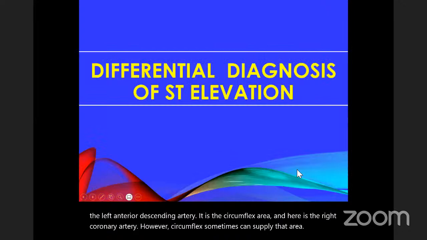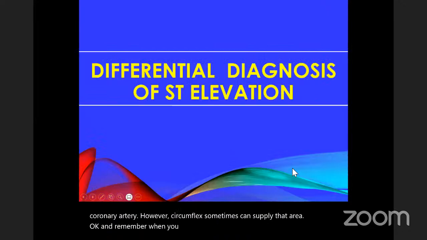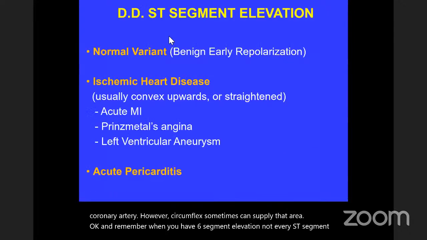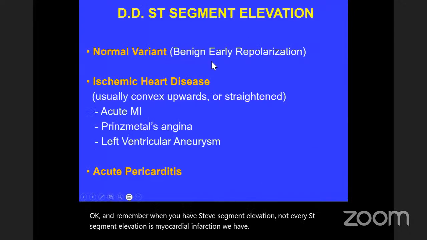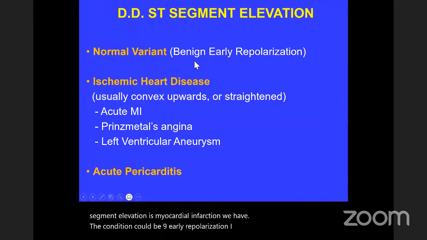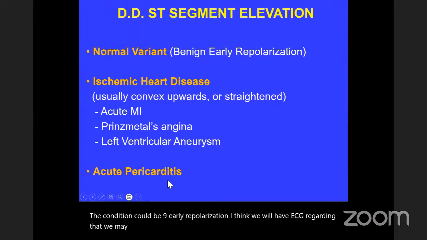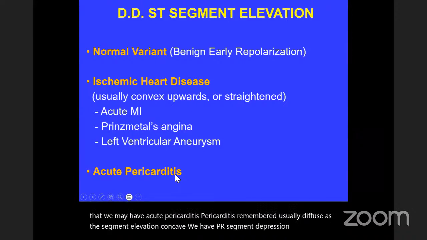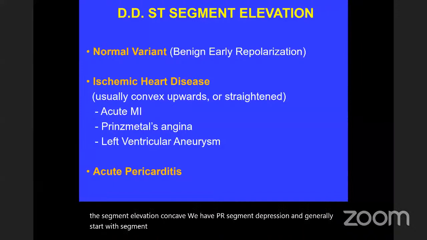Remember, when you have ST segment elevation, not every ST segment elevation is myocardial infarction. We have the condition called benign early repolarization. I think we will have an ECG regarding that. We may have acute pericarditis. Pericarditis, remember, usually shows diffuse concave ST segment elevation. We have PR segment depression. Generally, we start with ST segment elevation, the ST segment comes to the baseline, and then we have T wave inversion with time.